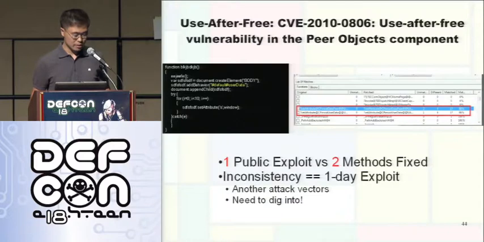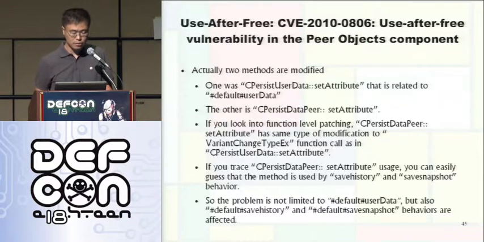So in this case, there is very interesting stuff here. Because there was only one exploit out there, but they patched two methods. So what does it mean? It means that they patched something silently without letting people know. So I tracked down the one method they patched, which was cPersist user data, which is probably related to default user data behavior.